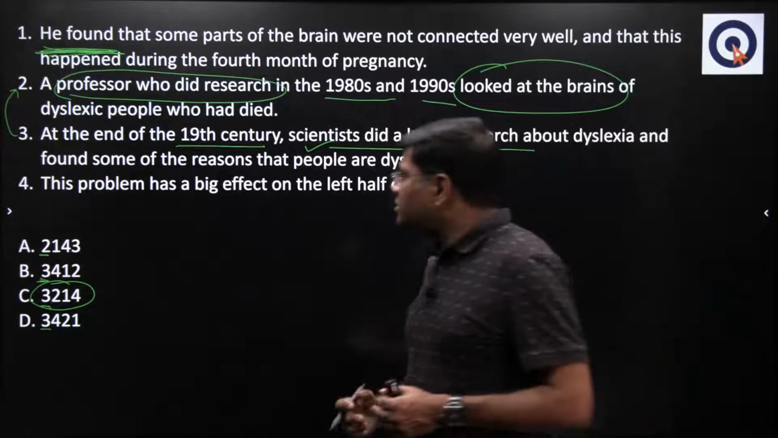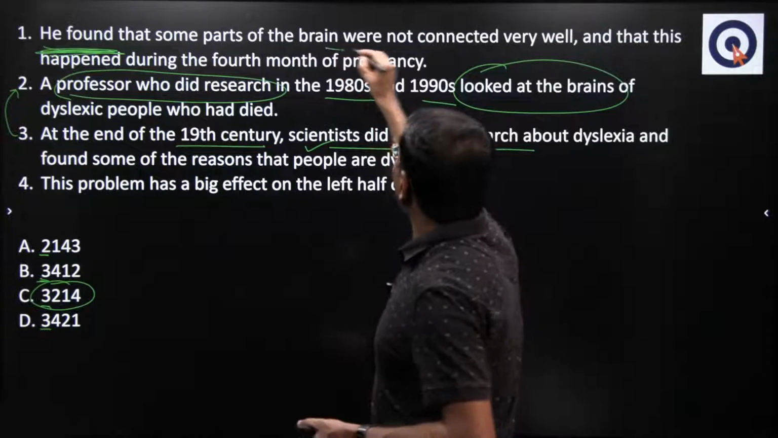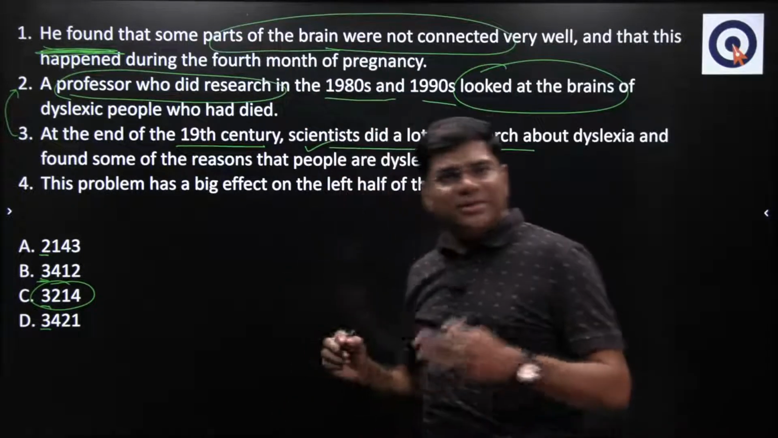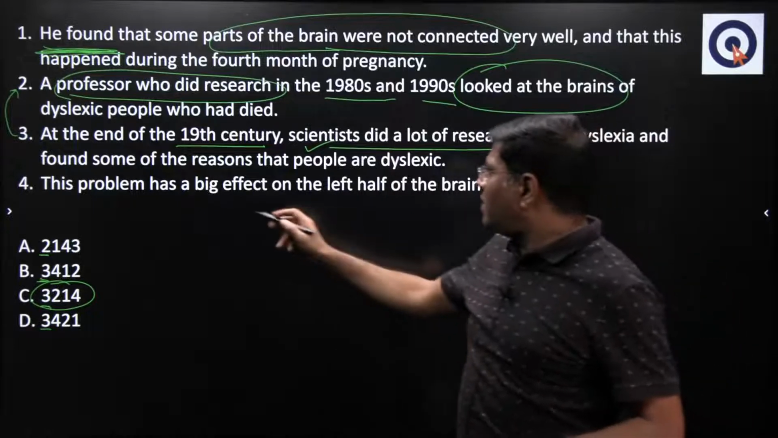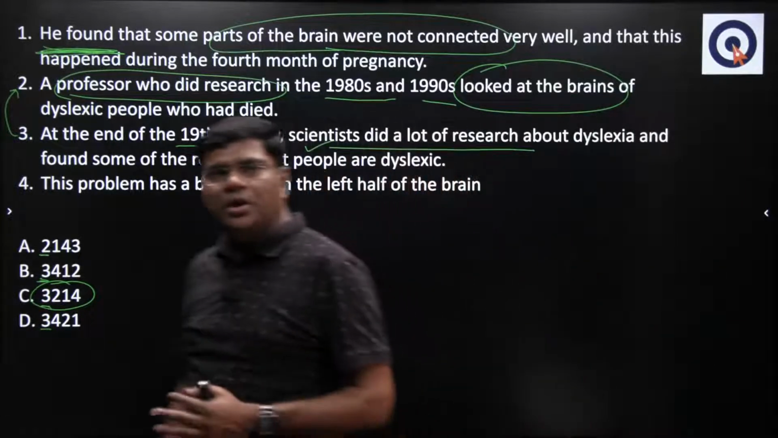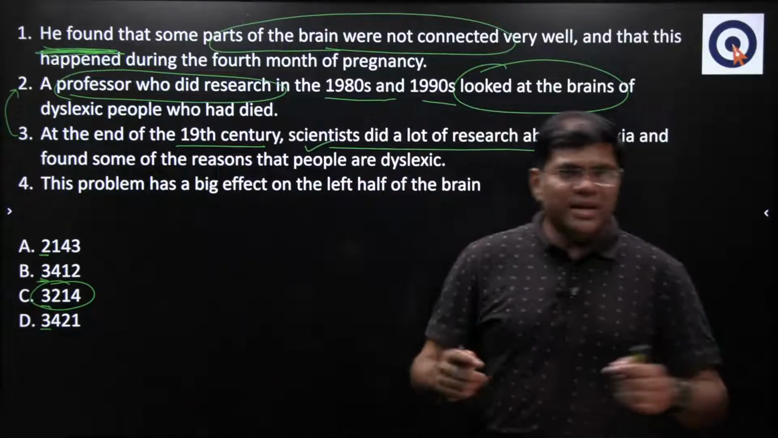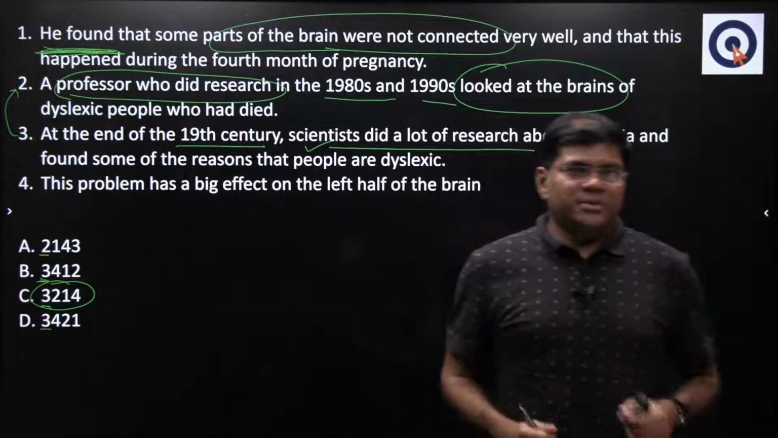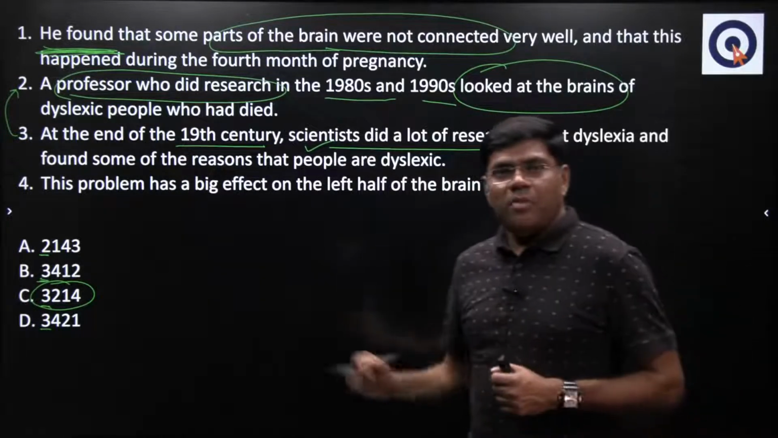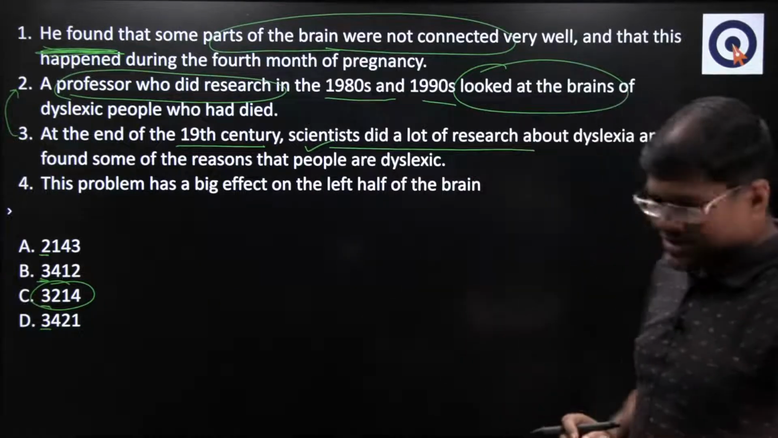And once he found something, this problem has a big effect. What is the problem here? That the parts of the brain were not connected. So if parts of the brain are not connected, can't we say that this is a problem? And this problem has a big effect on the left half of the brain. So it's very simple, people. Once you have identified the opening sentence, and once you know that there are 2 sentences that will go together as a pair, the question becomes very, very easy for you, and you're likely to get full marks in less than 1 minute. So that was a very, very easy question. Let's go and take the next question.